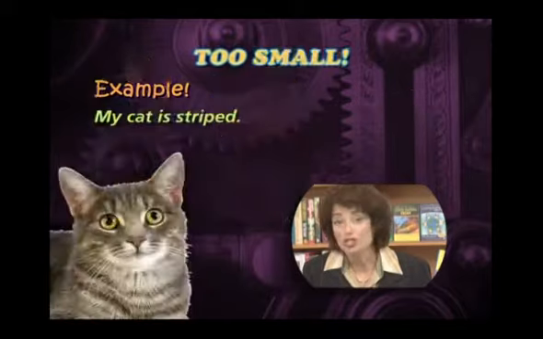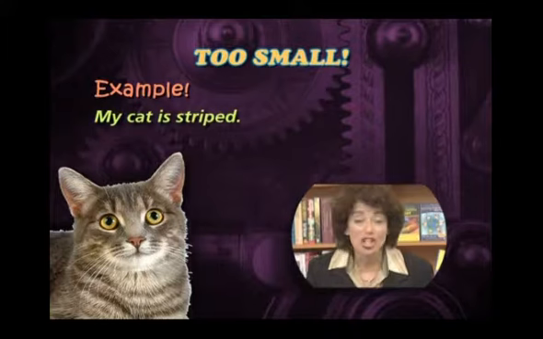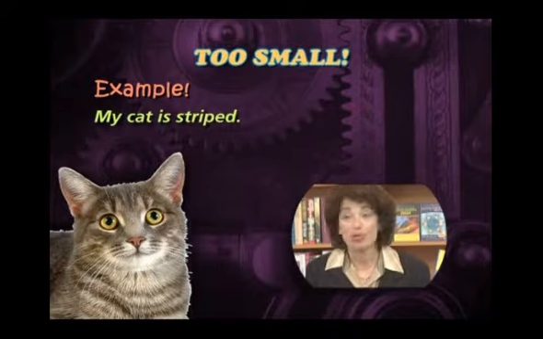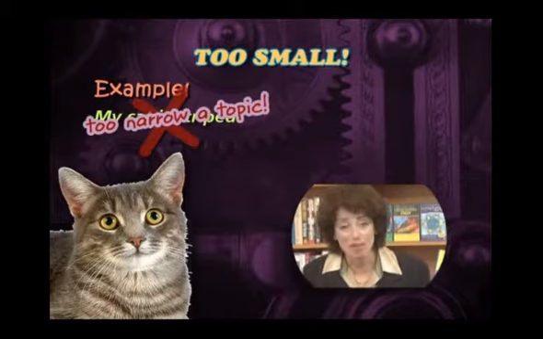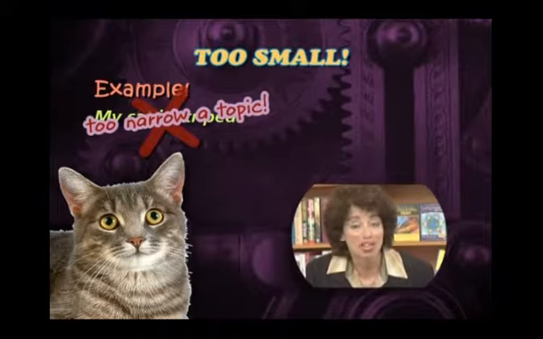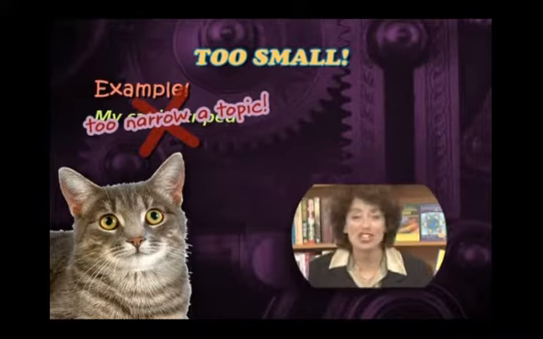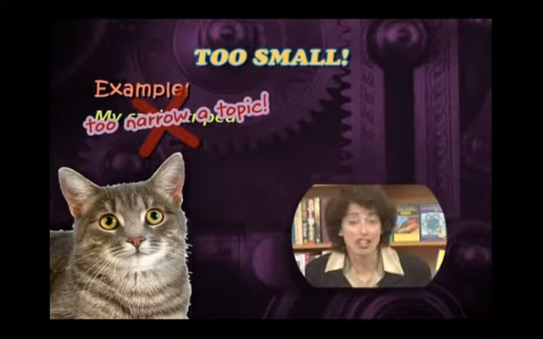Now here's an example of one that's too small. My cat is striped. Where can you go with that? Maybe you could put in one sentence or two sentences, but it's just too narrow a topic for your paragraph. Perhaps you could change that to describing your cat's appearance. You might say, my cat is very, very pretty. I have an unusually attractive Persian cat. Then you could discuss the fur, the stripes, the ears, the tail. That would give you enough for an entire paragraph.